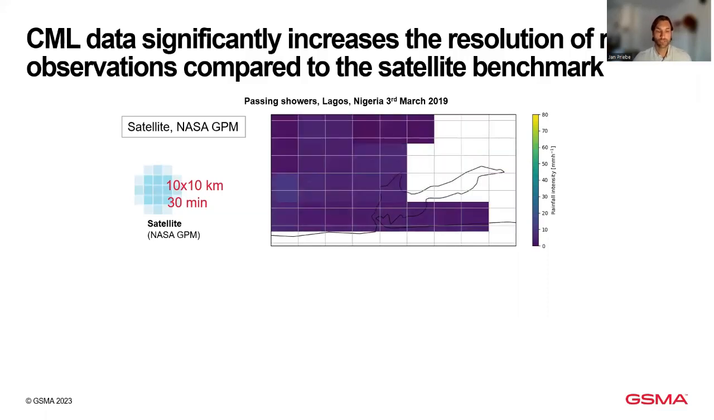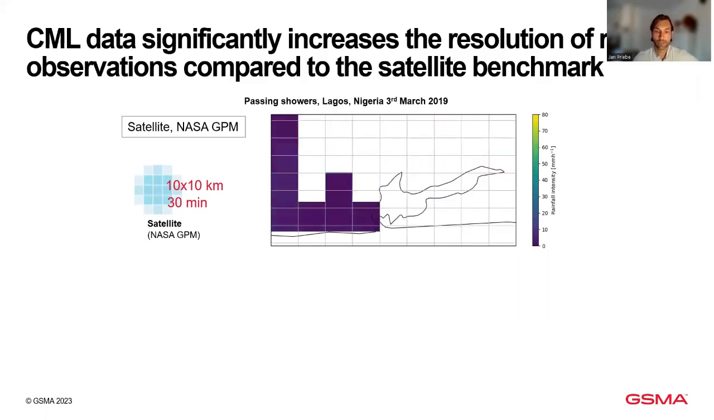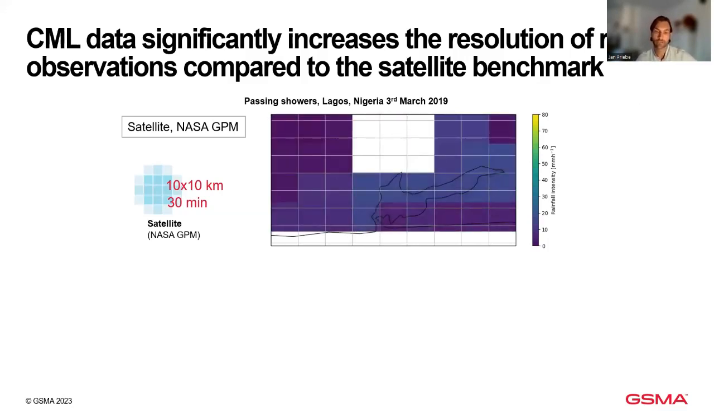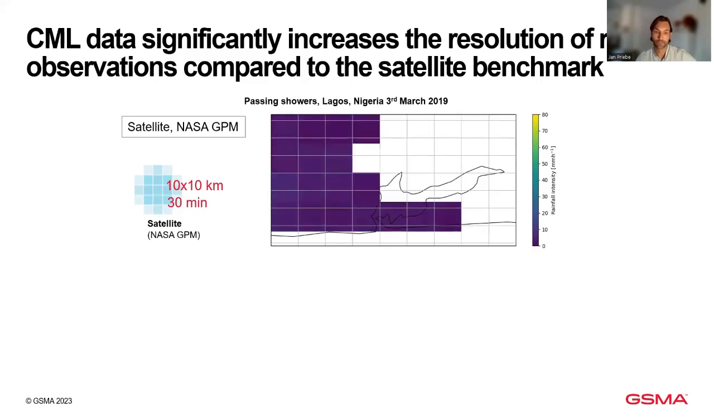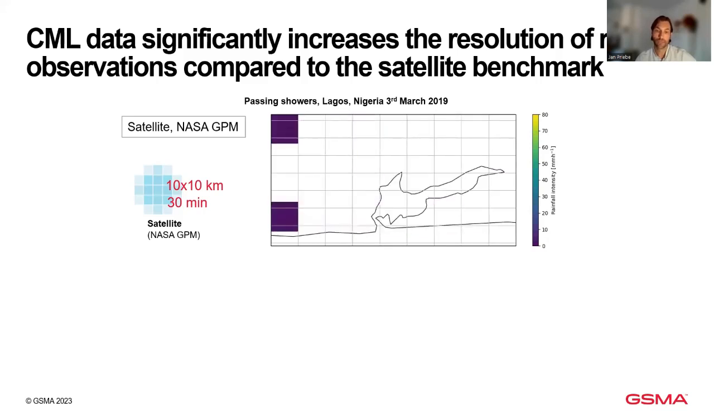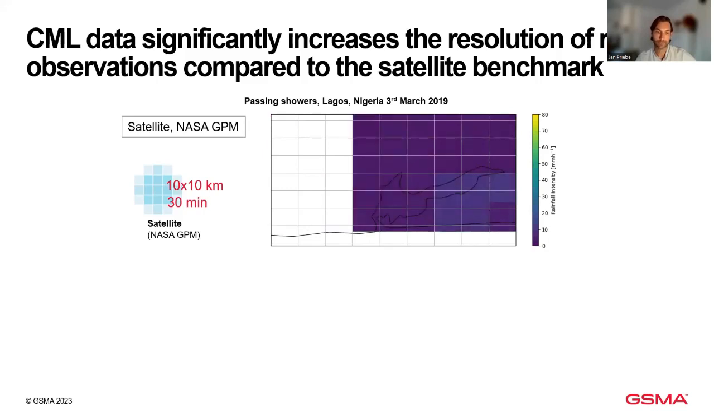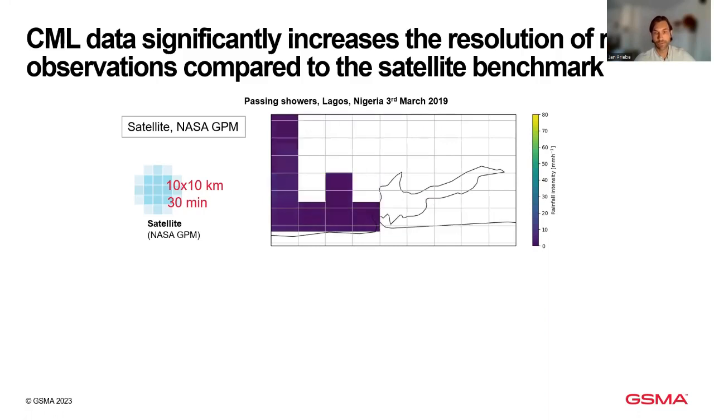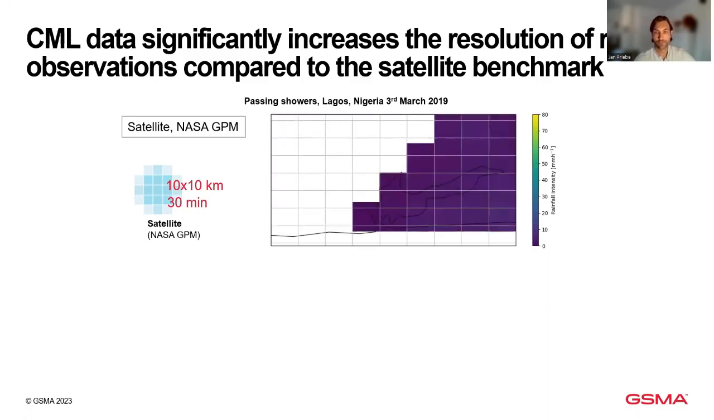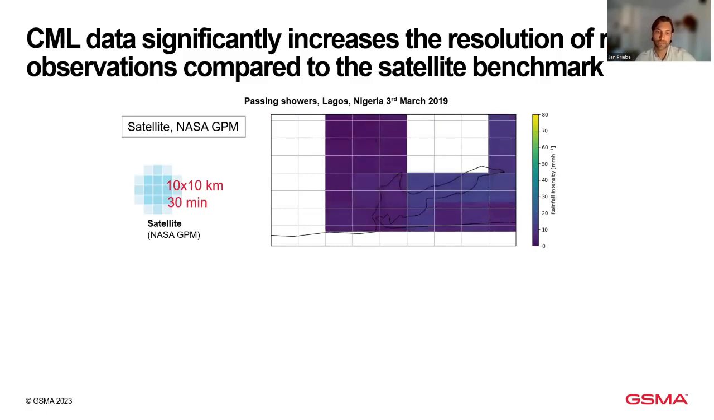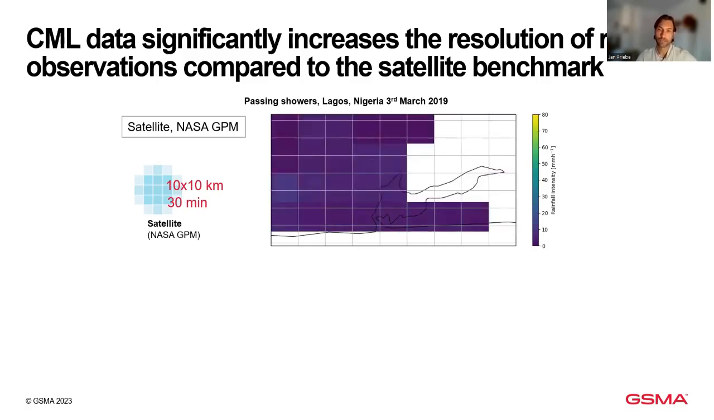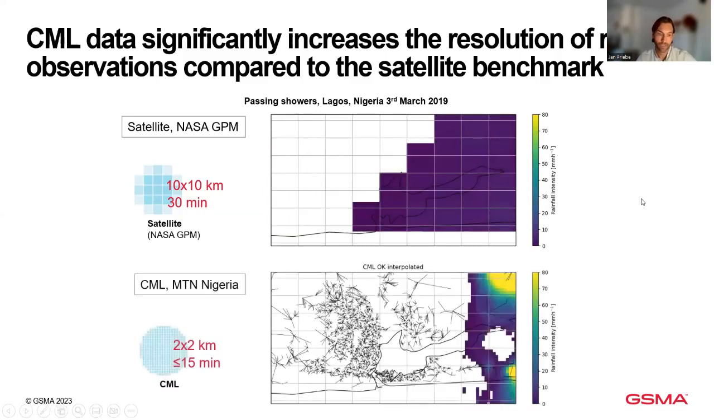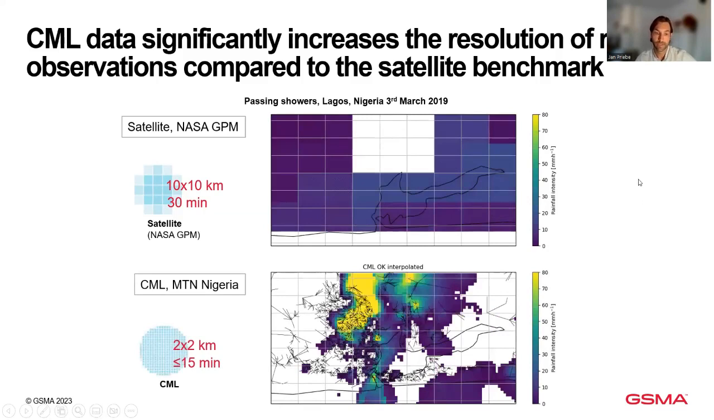To illustrate what these differences in resolution look like in practice, you can see on this slide some animations of a rainfall event over Lagos as observed by satellite data from the GPM mission, and compare it to the same event observed through CML data. At the top, you can see data from NASA's Global Precipitation Measurement mission, which was captured on a 10-kilometer grid and refreshes every 30 minutes. As you can see, it provides just a coarse representation of rain passing over Lagos with very little detail. I'll now add in visuals of the same event using CML data.